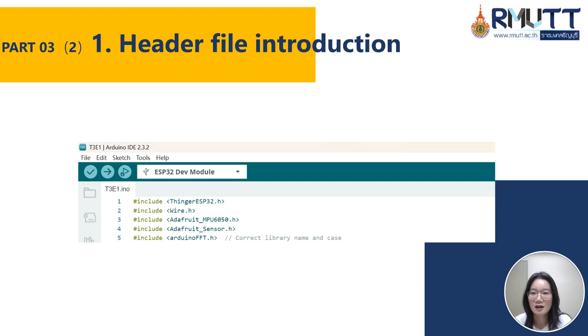This is the first part, header file introduction. The ESP32 connects to the single point EF platform, and I2C communication is used to connect to the MPU6050. The MPU6050 is the sensor used to read accelerometer data, and the Arduino FFT library is used for FFT analysis.